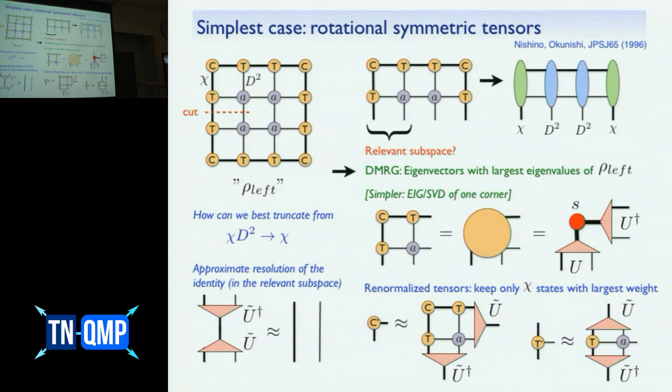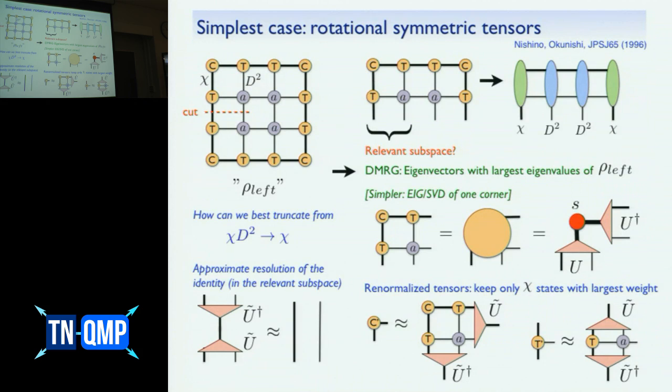You can now use this U tilde to renormalize your corners and also your edges. By doing this, you obtain your C prime with bond dimension chi and your T prime with bond dimension chi. Because this is a rotationally symmetric case, this is also going to be the solution for the other corners. So you can simply make a copy of that result for all the corners and all the edges. In that simple example, we grow the system in all four directions simultaneously.